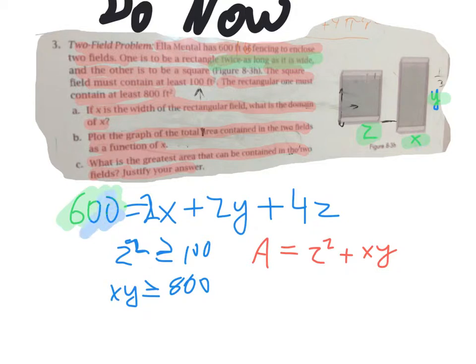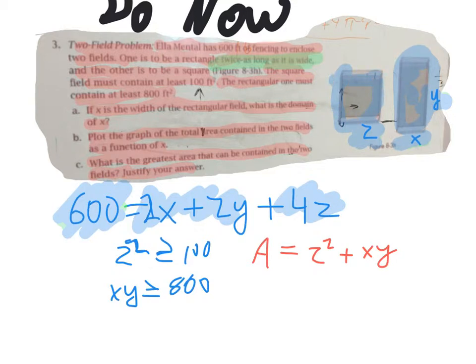Anyways, so we used the 600. We got the 600. Can I get the z back? Yeah. Good. We got the 600. That should equal 2 times x plus 2 times y. That's the perimeter for the rectangle, plus 4 times z, which is the perimeter of the square.